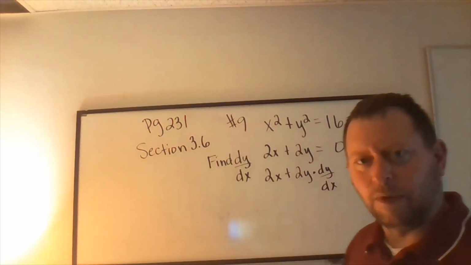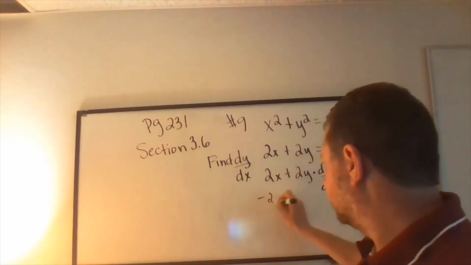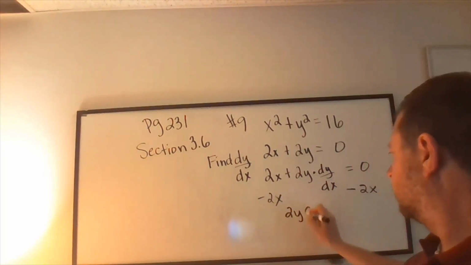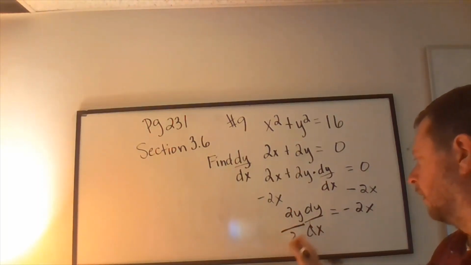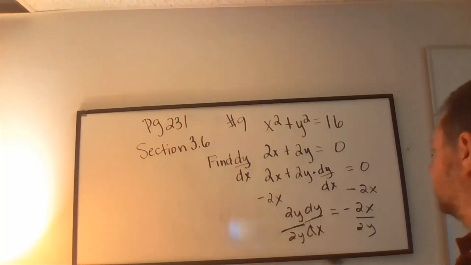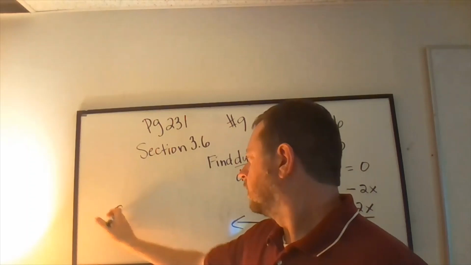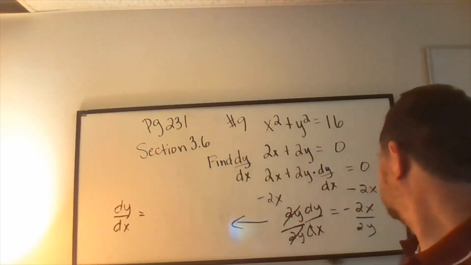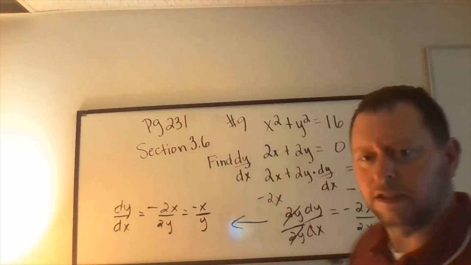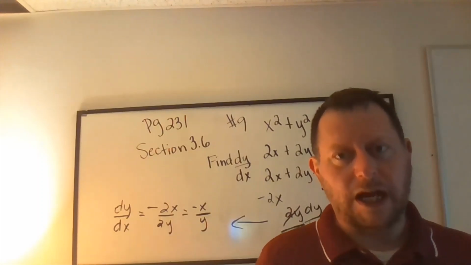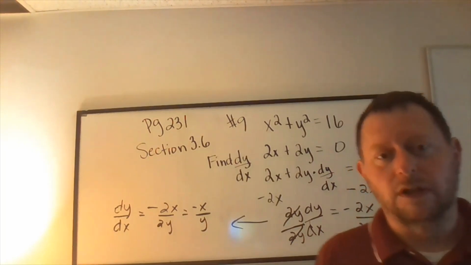But we have to find what is dy dx, so we have to isolate what dy dx is, or we have to isolate it by itself. So I'm going to subtract here. So 2y dy dx is equal to negative 2x. I'm going to divide by the 2y, and I find that dy dx is equal to negative 2x over 2y, which is equal to negative x over y. And that's my answer. Now, if I had a point, I would plug that in, and then that would be the slope for my tangent line for this curve or for this circle. We'll do that in just a minute.